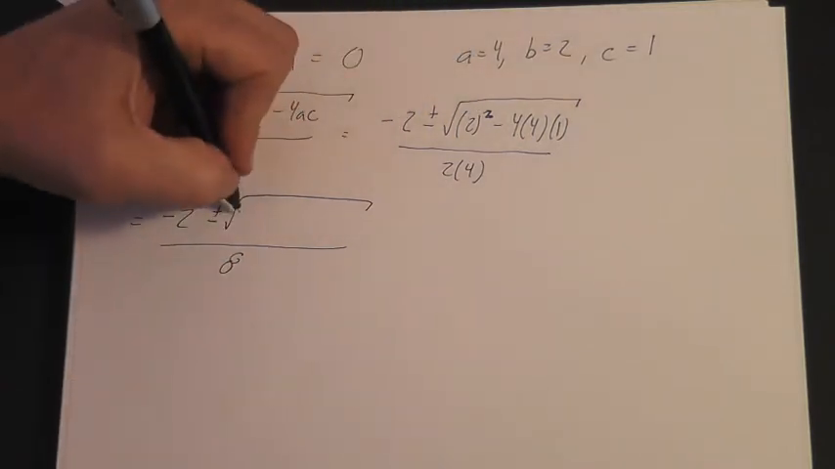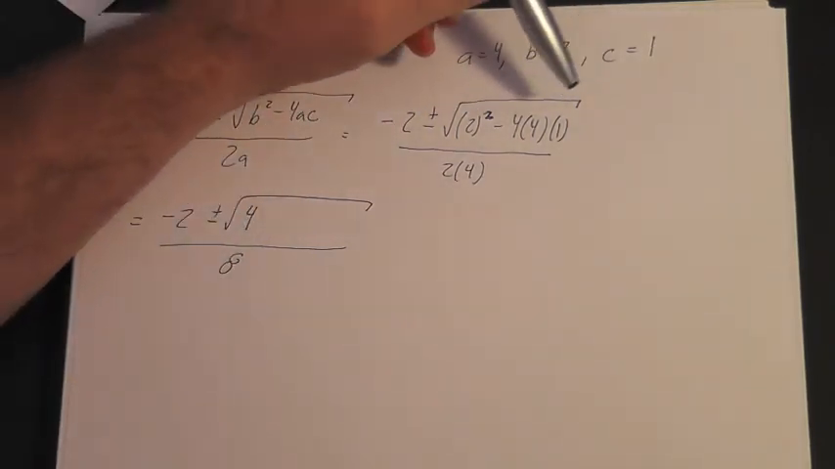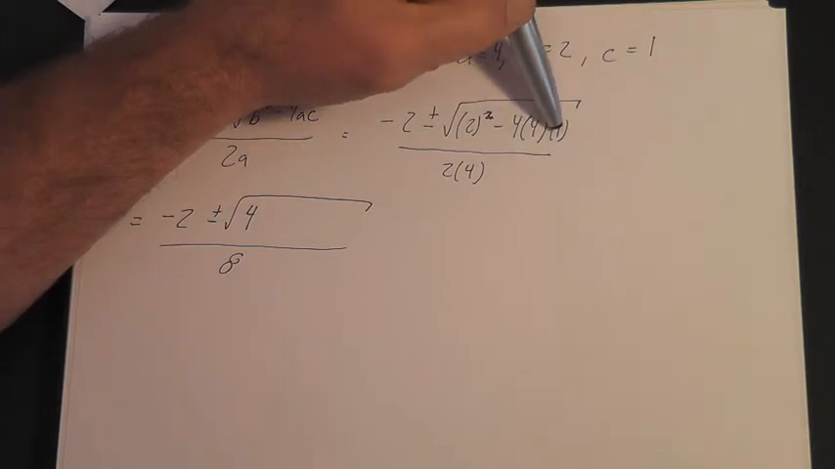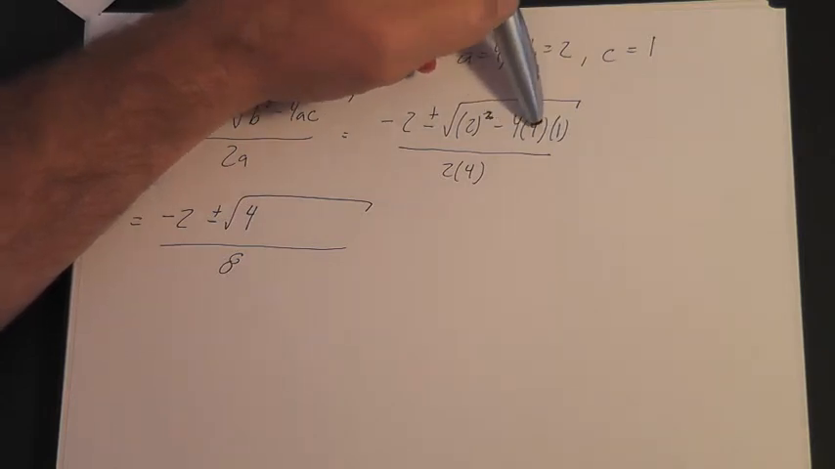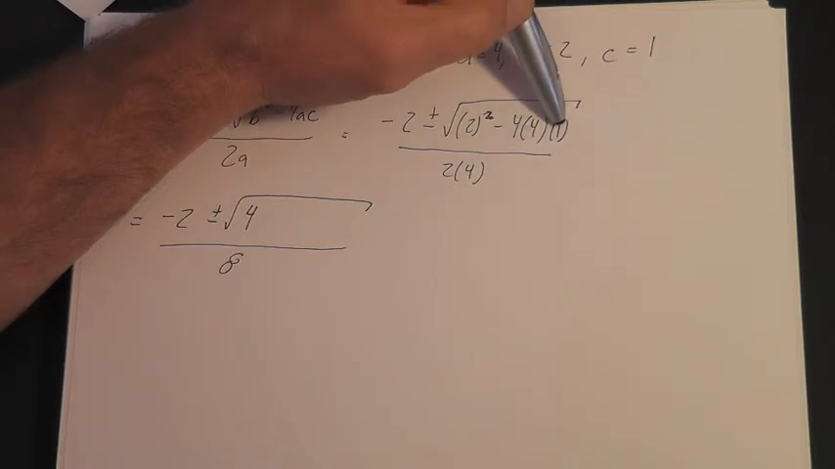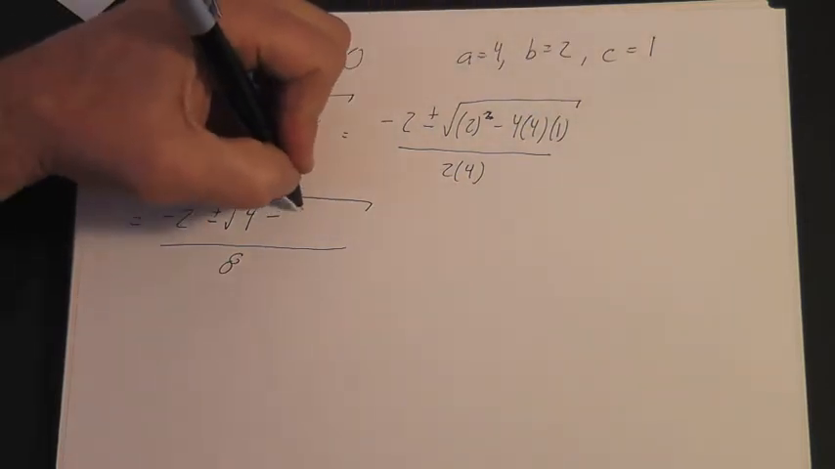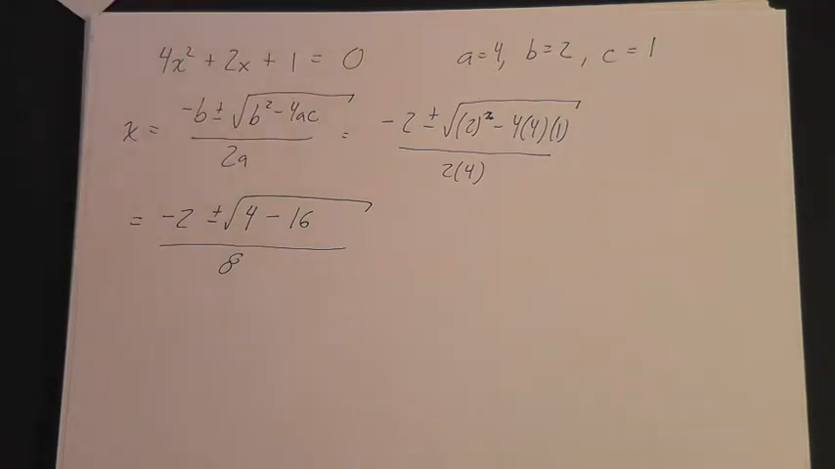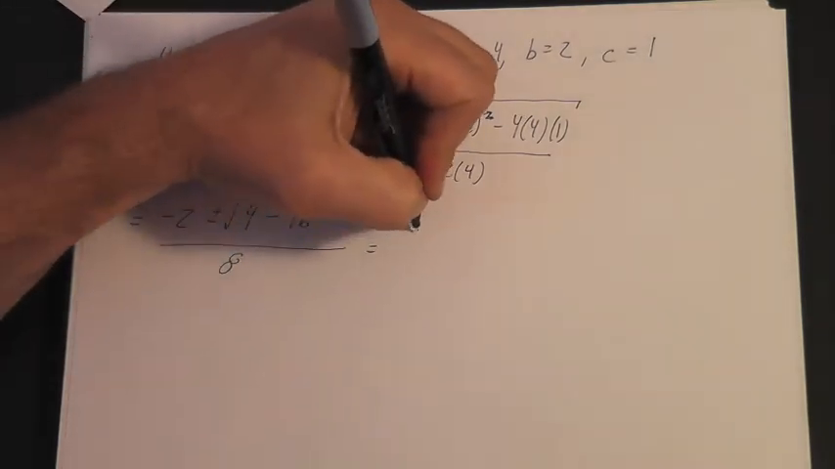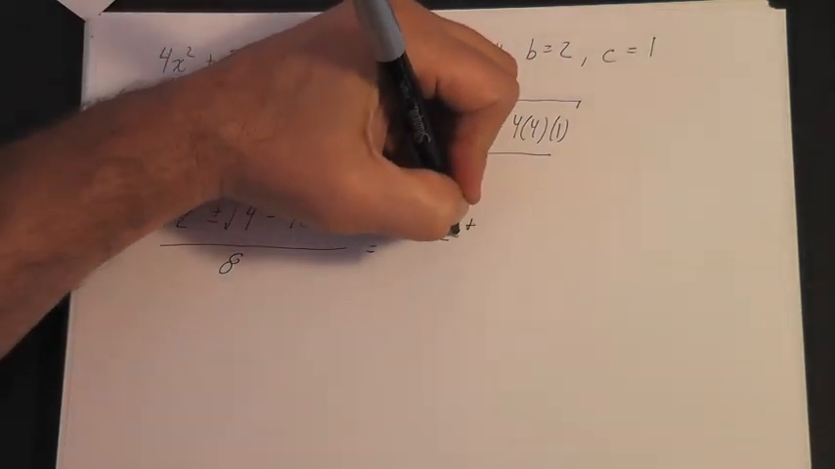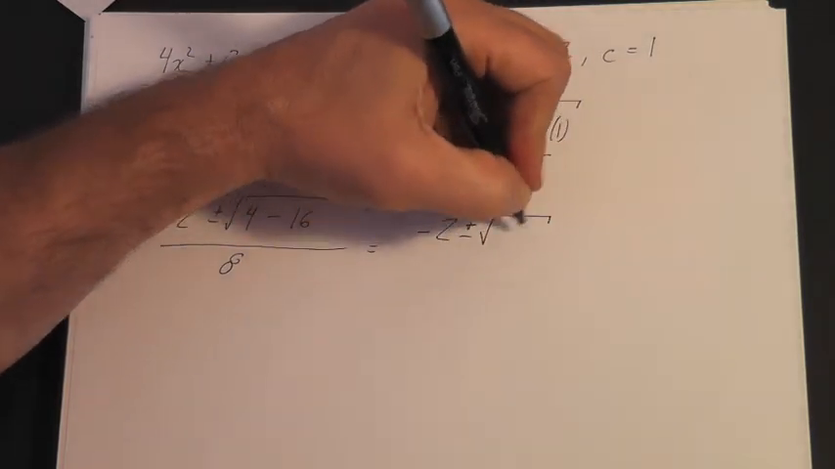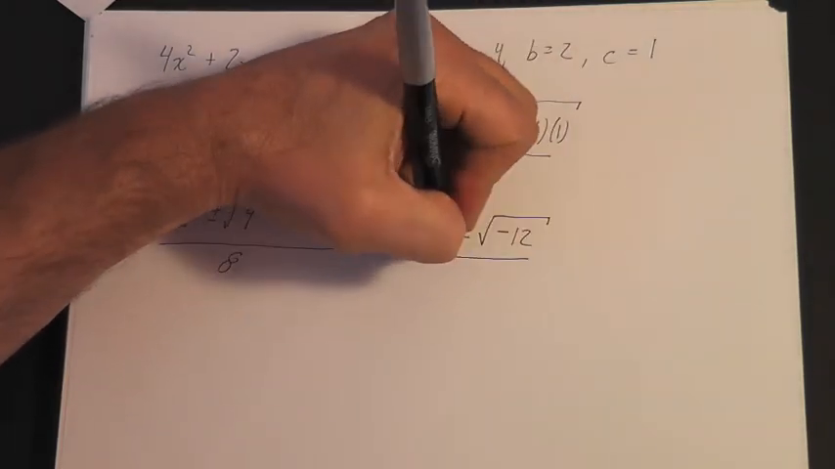This is 2 squared is 4. Be very, very careful here. That's 4 times 1, but that's a negative times a positive. Negative times a positive is a negative. Times a positive is still a negative, so that's 4 minus 16. And your unsimplified answer is going to be 2 plus or minus the square root of minus 12 over 8.